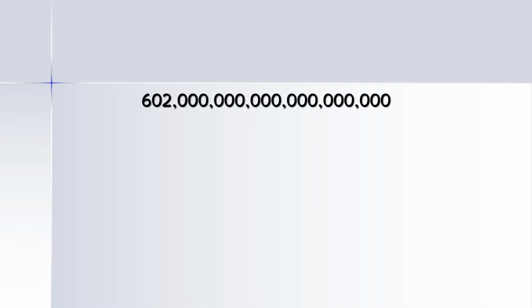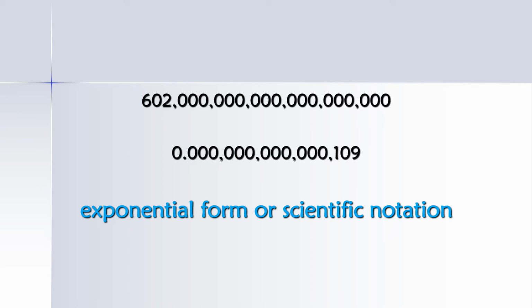Now, what happens in science is that when scientists collect data, sometimes their numbers can be very large, something that can look like this, or it can be very small, something that can look like this. So scientists figured that there has to be a way to write these huge numbers or teeny tiny numbers in a simpler form. And that simpler form in science is called the scientific notation or the exponential form.